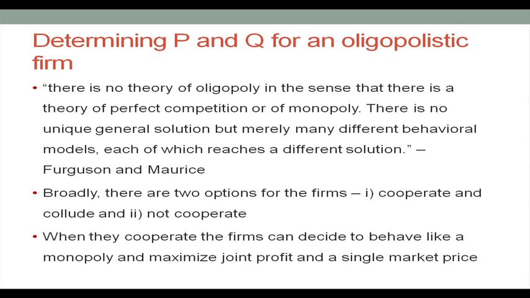So when they cooperate, the firms can decide to behave like a monopoly and maximize joint profit with a single market price. So when they cooperate, they may say, let's get together, let's behave like a monopoly, let's charge a common price, and let's split up the total output amongst ourselves, which will probably be dependent on the cost structure of each of the firms. So if they have very similar cost, then probably it will be 50% of the output.